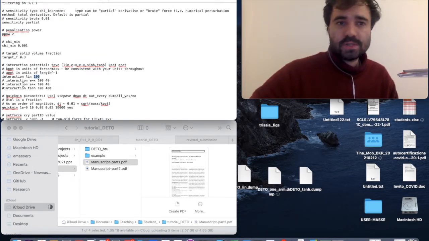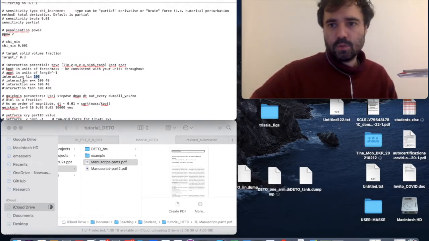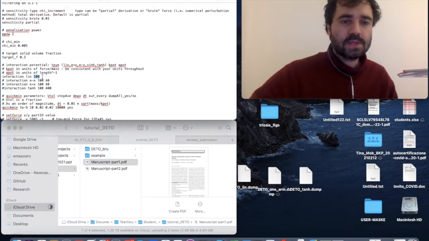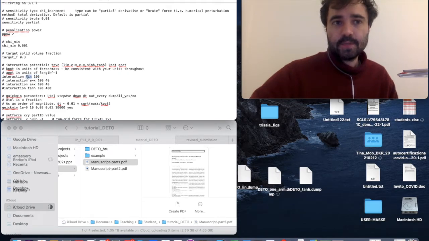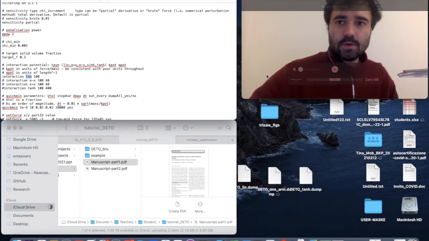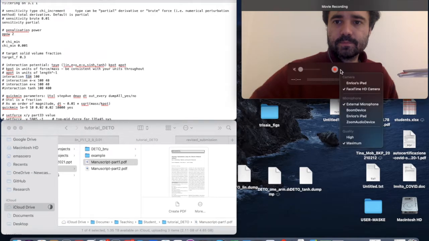I'm not going to show you examples with these. If you want to use them in your projects, you are free to experiment with those. What we are going to use in this example, and what I will ask you to certainly use in your project, is the linear interaction potential. So let's see on the board what this is.